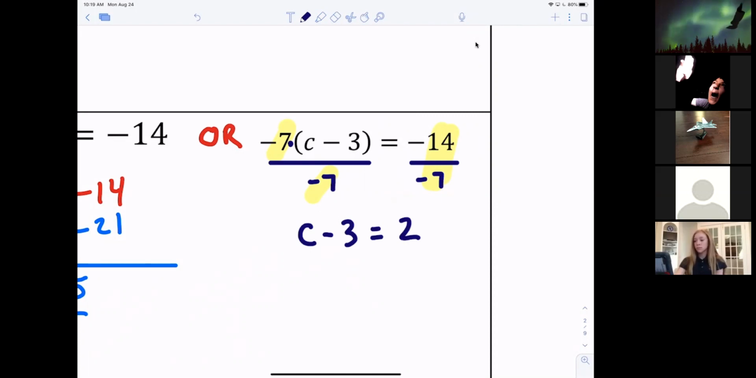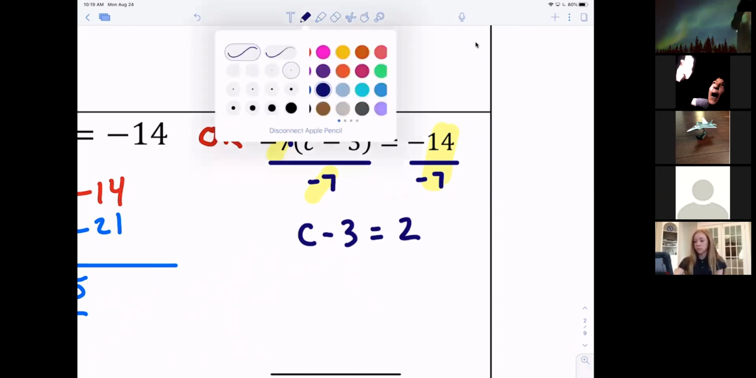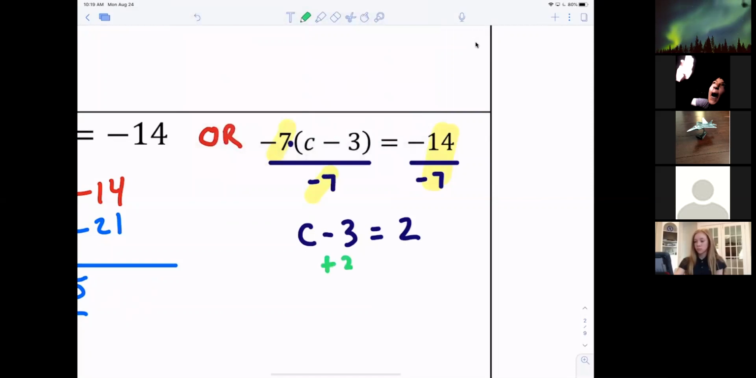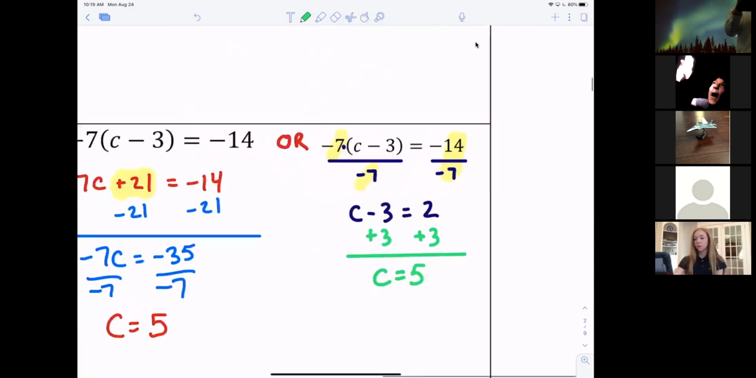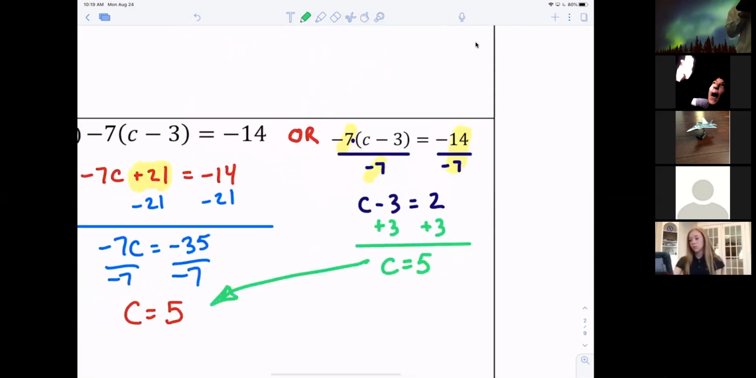And now to undo the subtraction, I can do what? Add 3. C equals what? 5. Notice, same answer over here. All right, just a quicker process.